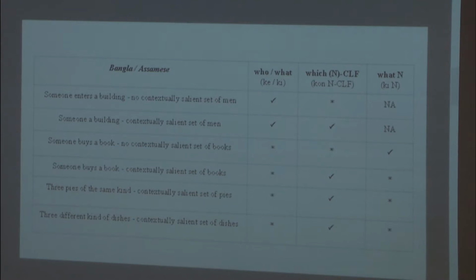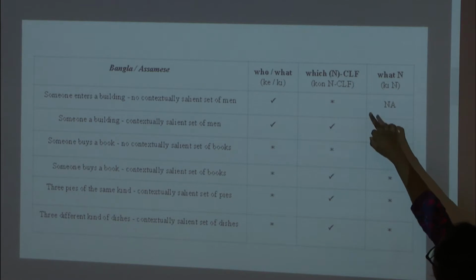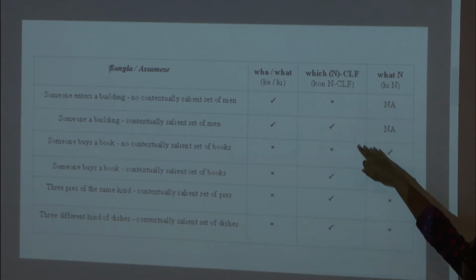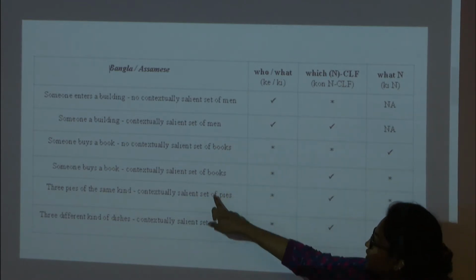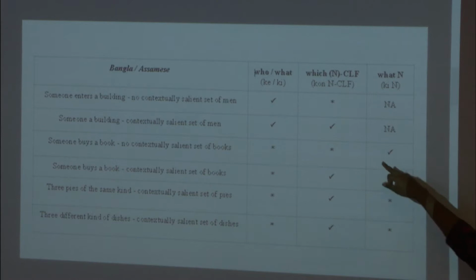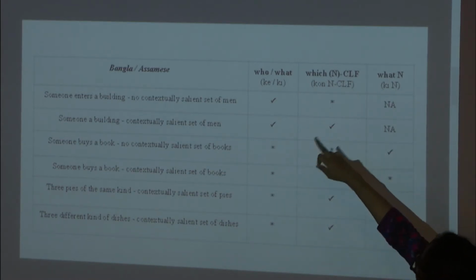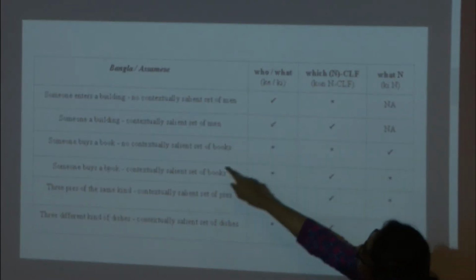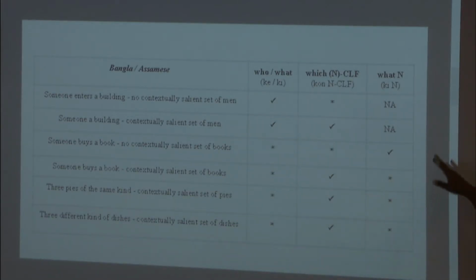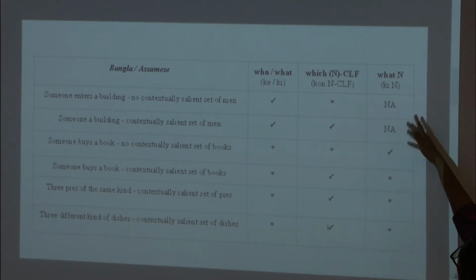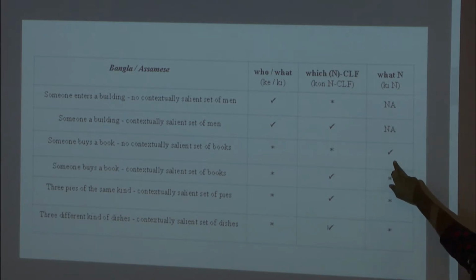Then we tried the context in the handout, and as you can see, which NCLF, which is the delinked one, is fine only in the context where you have a salient set of objects. So the rest are not good. And who and what can be delinked? So you can delink who in someone enters a building, which is just like English, and what is not applicable here because what can only go with objects, and then again you can delink it here. So that's the thing.